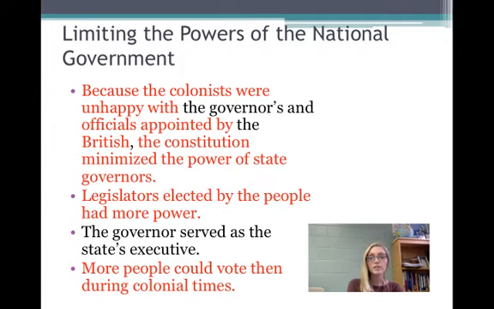The governor served as the state's executive, meaning leader. And more people could vote during colonial times. So they had a voting process that they established, and in that process they gave the rights more so to the states than the national government.